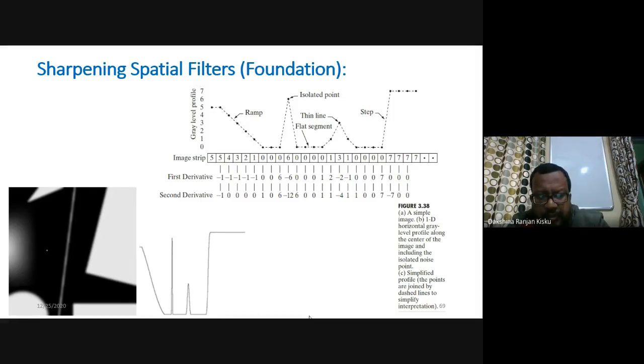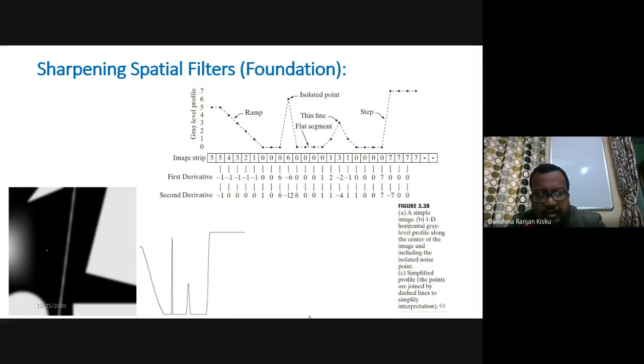When we apply the first derivative on the flat segment, it gives zero. If we apply the second derivative, it also gives zero. Now when we apply the first derivative and second derivative at the beginning and end of the ramp and step, the first derivative gives a non-zero value, and the second derivative also gives a non-zero value. Again, if we apply them along the ramp, we get a non-zero value for the first derivative and zero for the second derivative. So the second derivative is more aggressive than the first derivative.